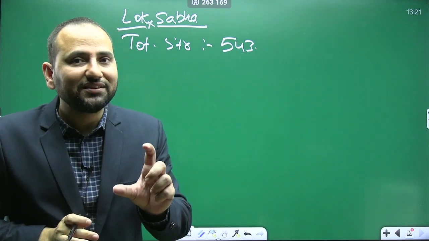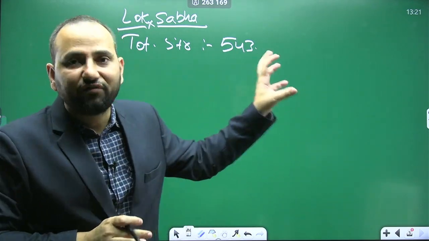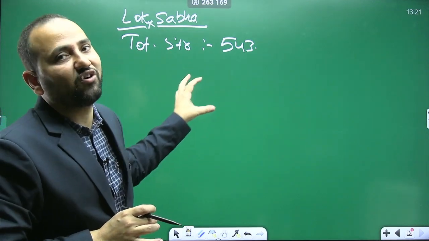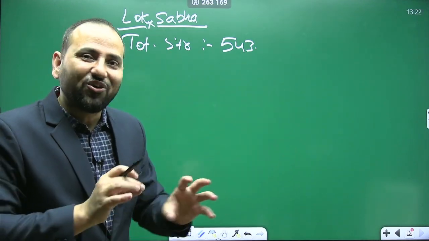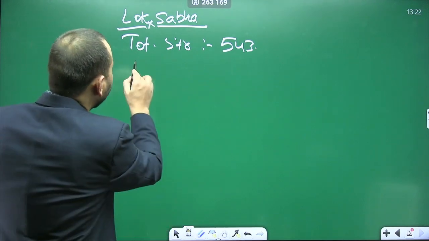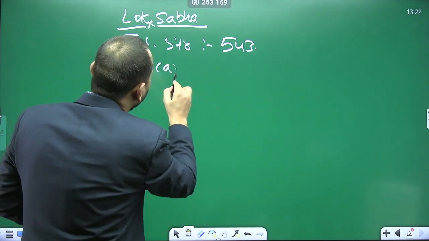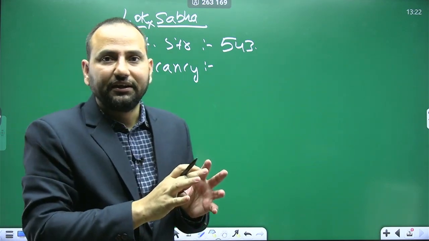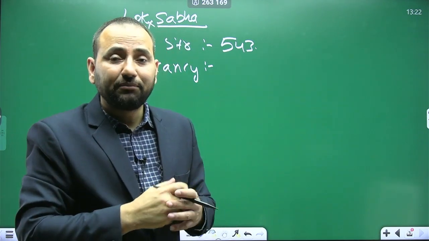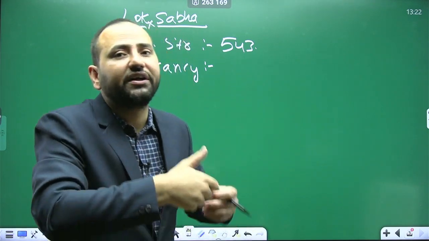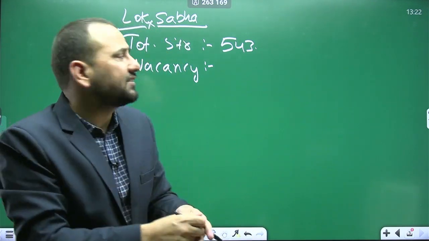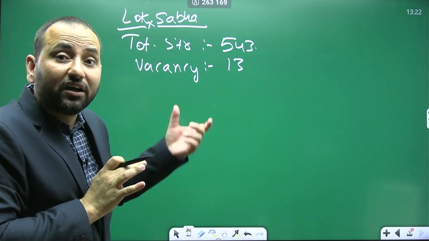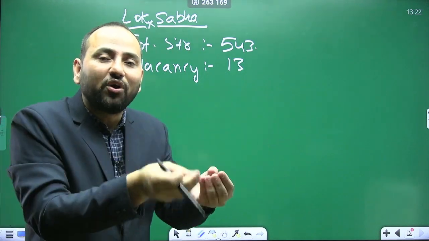The total strength of Lok Sabha is 543. When the general elections are held, it is held for 543 seats. But there is always a chance of vacancy. There can be some vacancy in the Lok Sabha also. For example, some of the members died, some resigned, some were removed due to the anti-defection law or various other issues. So just assume a number as 13. Just suppose there are 13 vacancies in the Lok Sabha also. Here vacancy means seats for which by-polls are to be held.